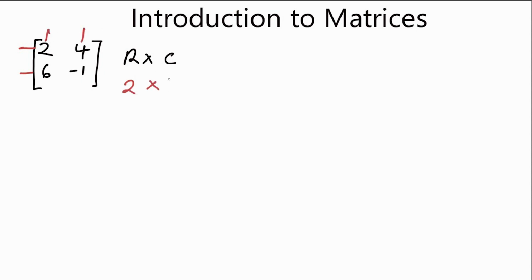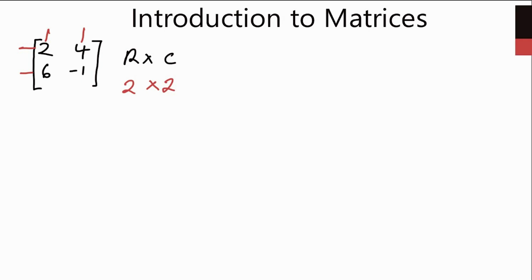So if we have an example of a matrix 2, 4, 6, minus 1, we can already see that this is a matrix that is arranged in rows by what we're calling the columns. And the number of rows here, when we look at it keenly, we can see that we have this 1, 2. So we have 2 rows by 1, 2. This becomes 2 columns. This becomes a 2 by 2 matrix.